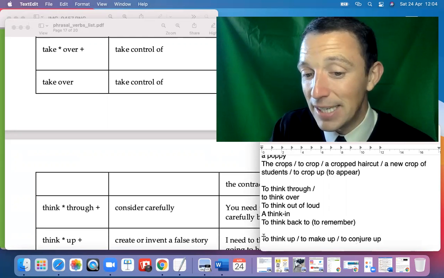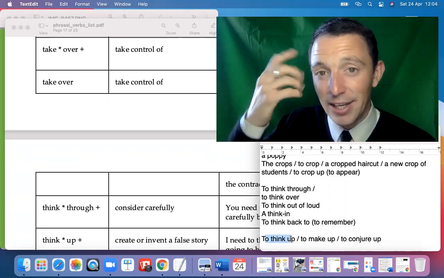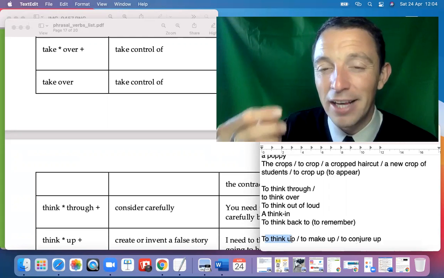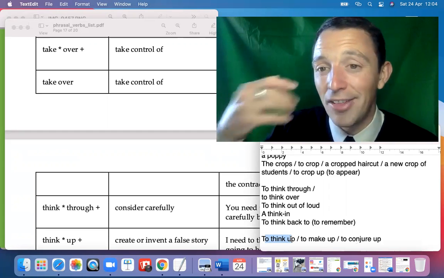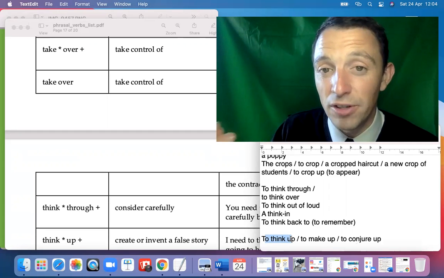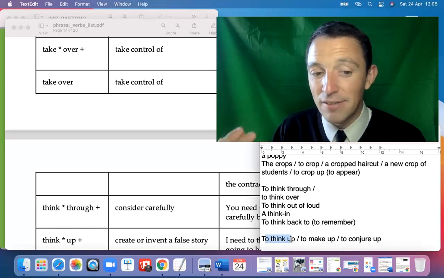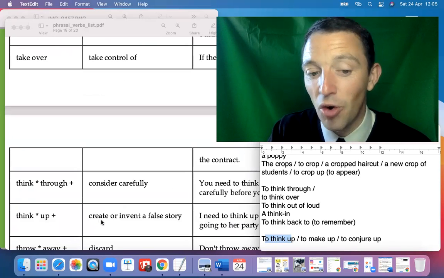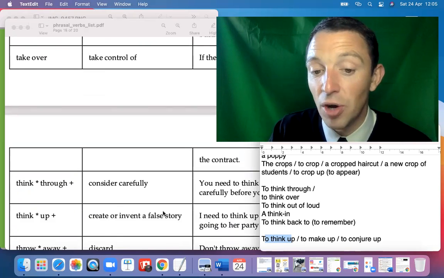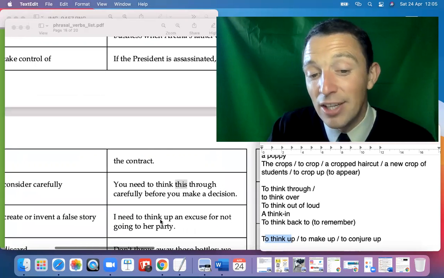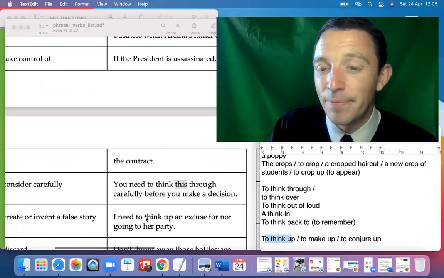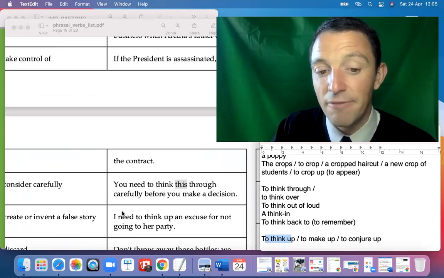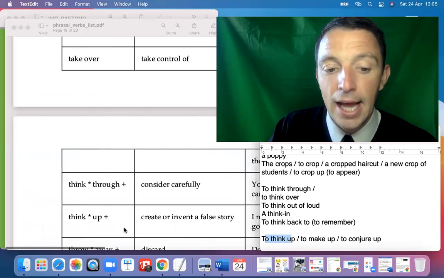And think up is basically the same. So you need to think up. So you need to create a new idea, a new plan. Can you think up a new recipe for tomorrow? Can you think up something to do for tomorrow, a plan? So it's flexible in that situation. And here is the example: to create or invent a false story. So I'm going to think up an excuse. So it means just to create. I'm going to create an excuse from my thoughts, okay, for not going to her party.